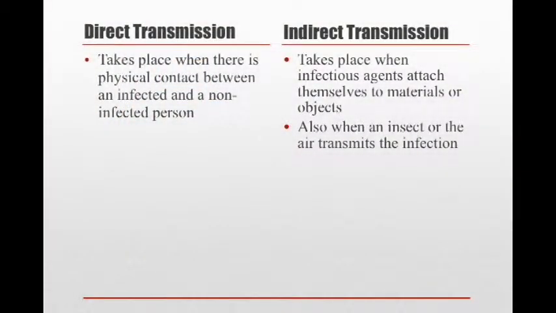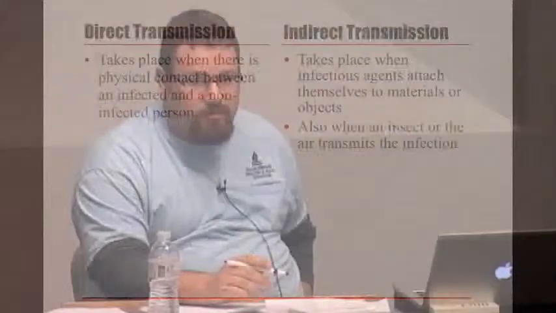There are two basic kinds of transmission. Direct transmission takes place when there is physical contact between an infected and a non-infected person, actually touching. Indirect transmission takes place when infectious agents attach themselves to materials or objects, or also when an insect or air transmits the infection, such as malaria, for example. Even though it's transmitted by mosquitoes, it gets into your blood, so it's a bloodborne pathogen.